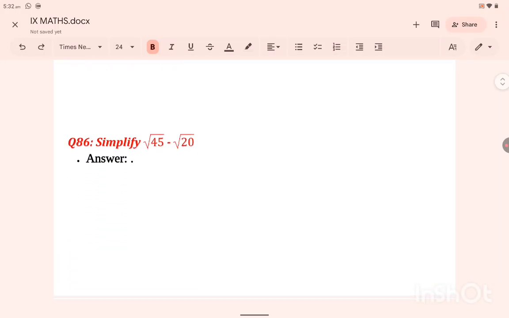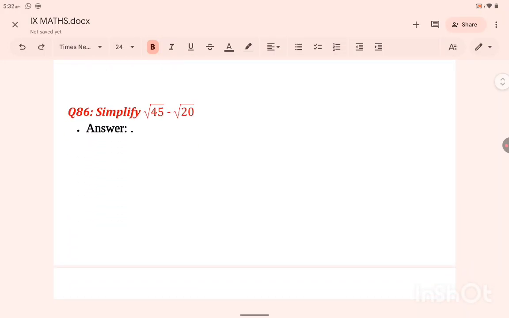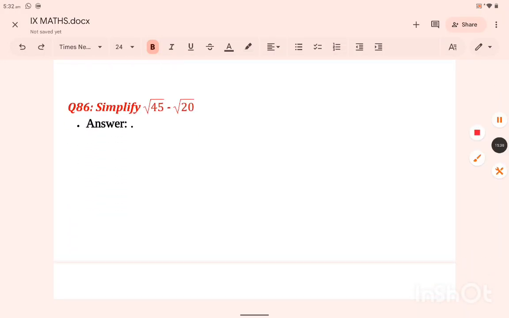Next question, 86. Simplify root 5 minus root 20.